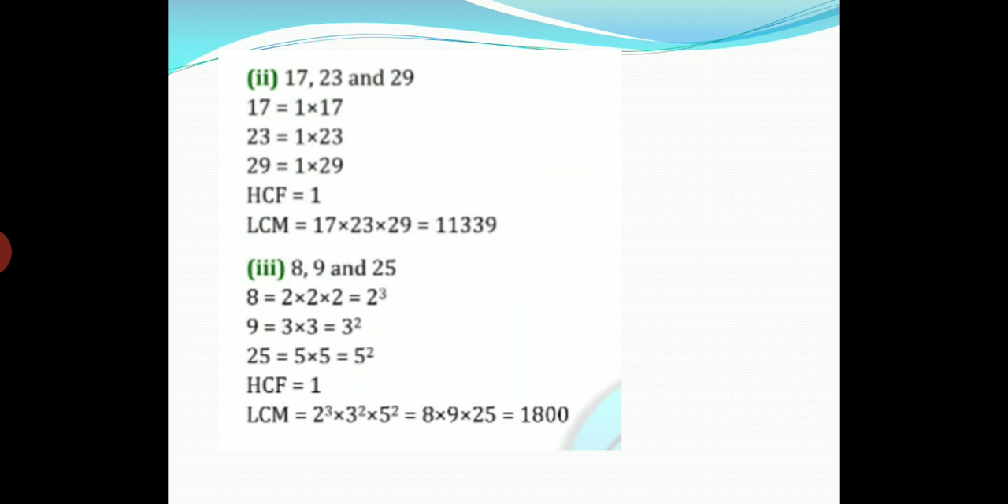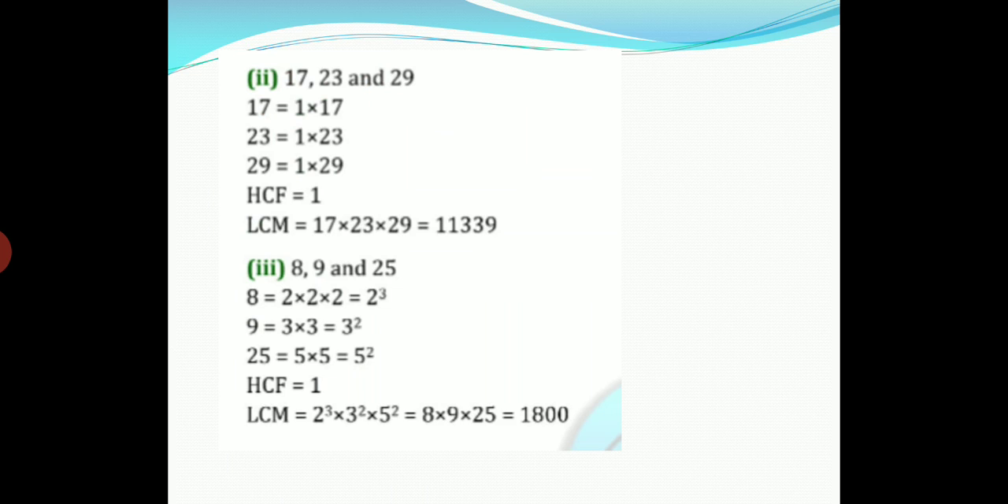So the second sum: 17, 23, 29. We have to find HCF and LCM. So 17 is written 1 into 17, 23 is 1 into 23, 29 is 1 into 29. They are all prime numbers. Can you see that? Actually, this 1 into 17, 1 into 23, 1 into 29 is not a prime factorization, because 1 is not a prime number. Do you remember? 1 is neither prime nor composite.